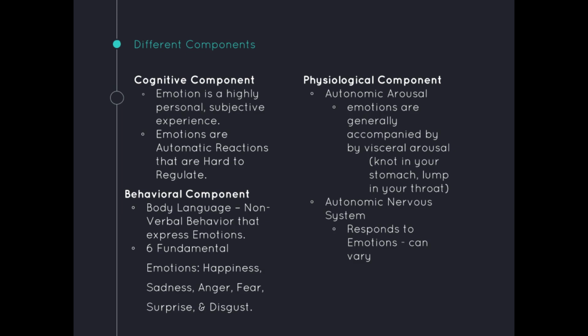In the physiological component, autonomic arousal, emotions are generally accompanied by visceral arousal, for example, a knot in your stomach or a lump in your throat. In the autonomic nervous system, responses to emotion can vary with each individual.